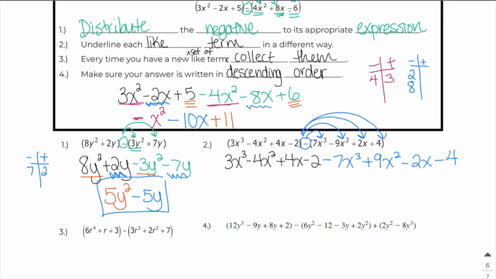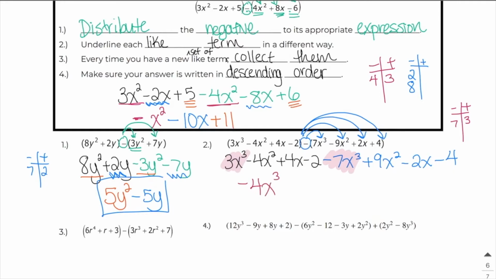So now, all I have to do here is collect my like terms. So we have 3x cubed is like negative 7x cubed. And if I were to do the scoreboard for that, team positive won the 3 points, team negative won the 7 points. So team negative won the game by 4 points. So this is negative 4x cubed.